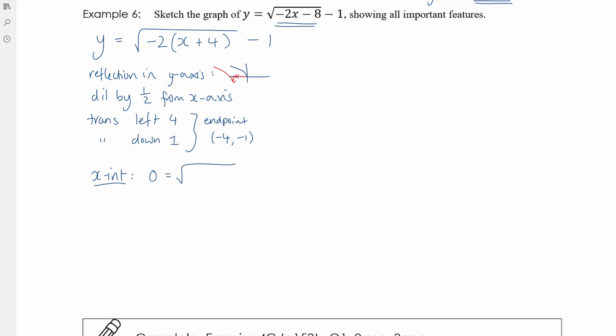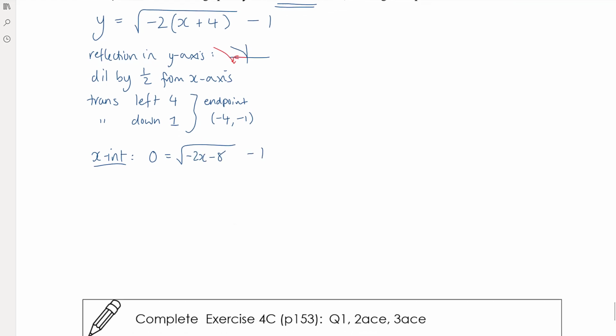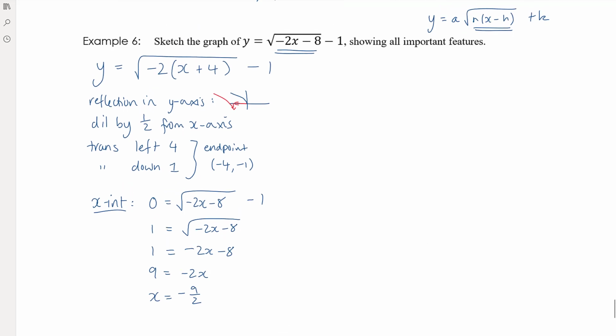Let y equal 0 to find your x-intercept. You can go back to the original unfactorized version if you want, doesn't matter. It's the same equation. Adding 1, squaring both sides, still gives you 1. Adding 8, and dividing by negative 2. So negative 9 on 2, or negative 4.5.